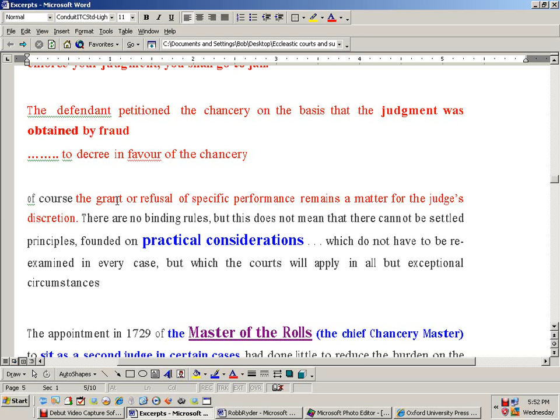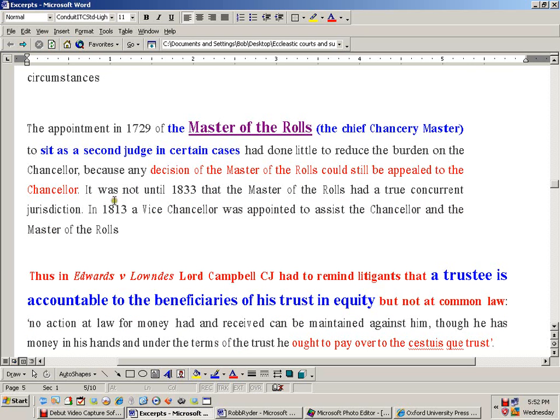The appointment in 1729 of the Master of the Rolls, who's the chief chancery master, to sit as second judge in certain cases, had done little to reduce the burden of the chancellor because the decision of the Master of the Rolls could still be appealed to the chancellor. It wasn't until 1833 that the Master of the Rolls had a true concurrent jurisdiction. In 1813, a vice-chancellor was appointed to assist the chancellor and the Master of the Rolls. So now they had three guys doing it instead of one.